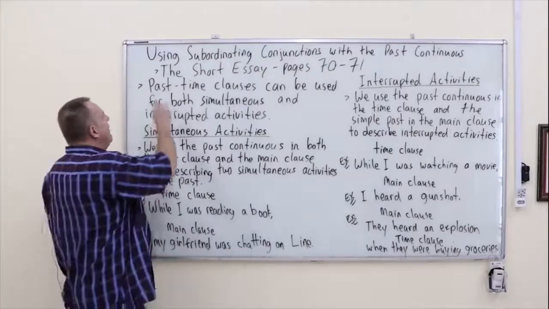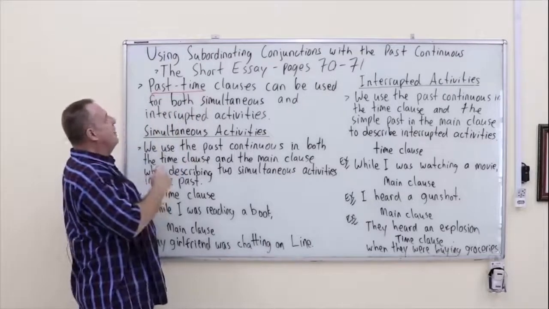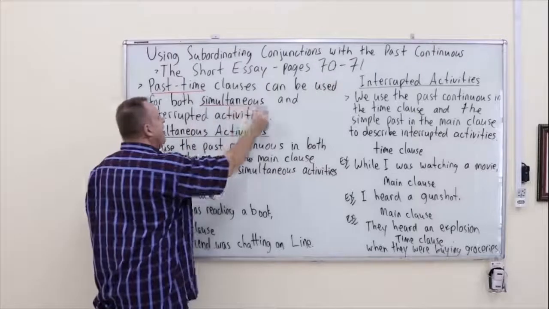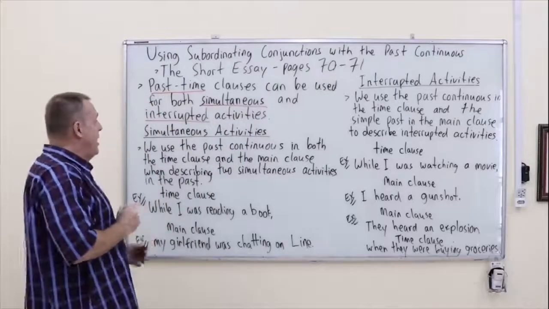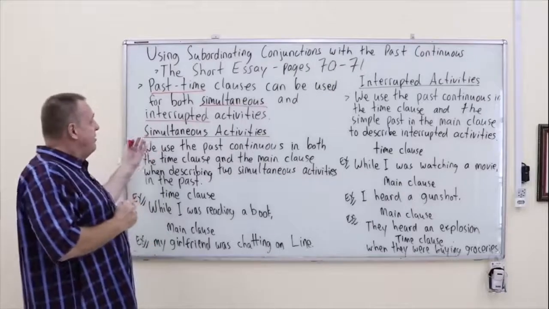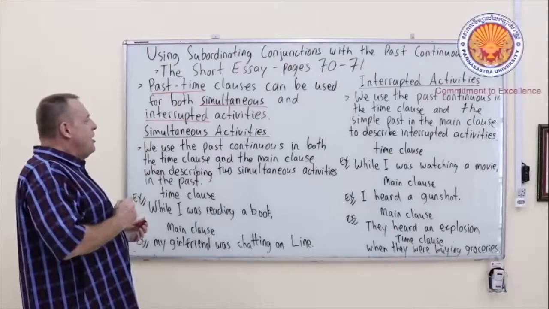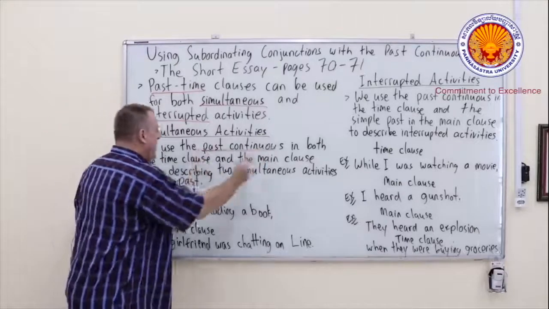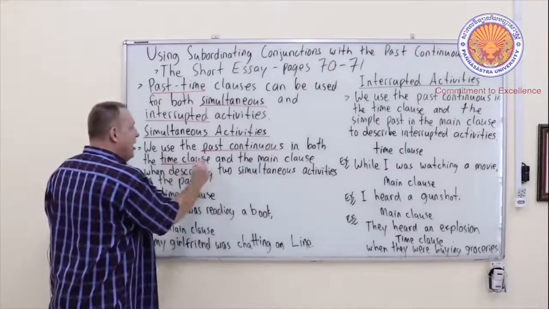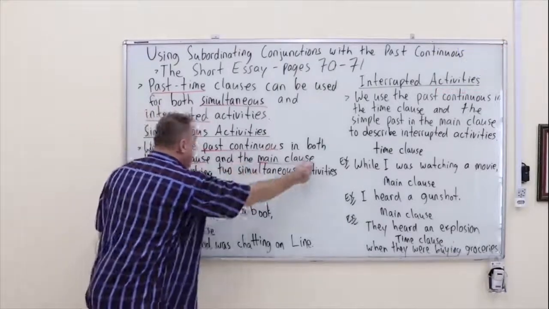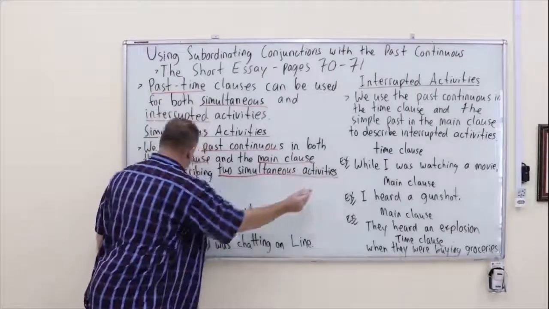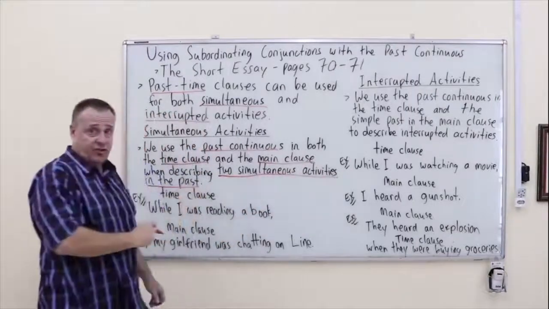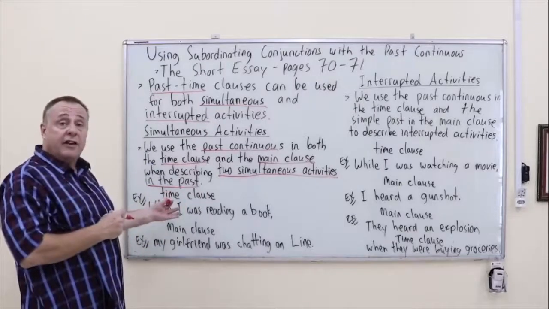Past time clauses can be used for both simultaneous and interrupted activities, okay? So for simultaneous activities, let's have a look at that. We use the past continuous in both the time clause and the main clause when describing two simultaneous activities in the past, okay? Let's look at the example.